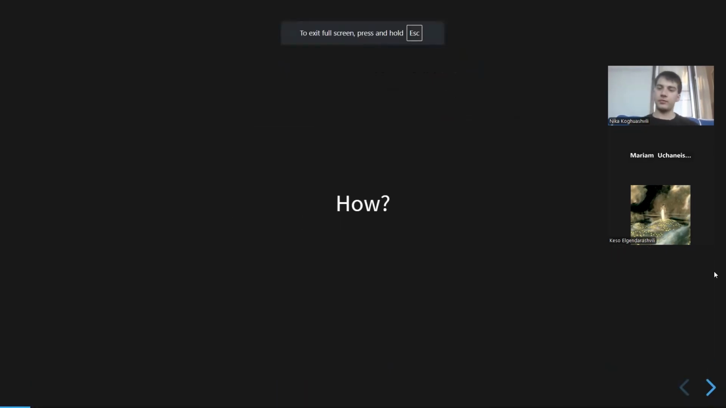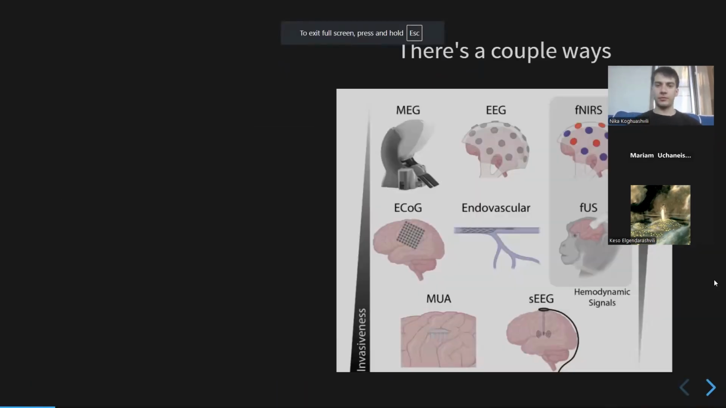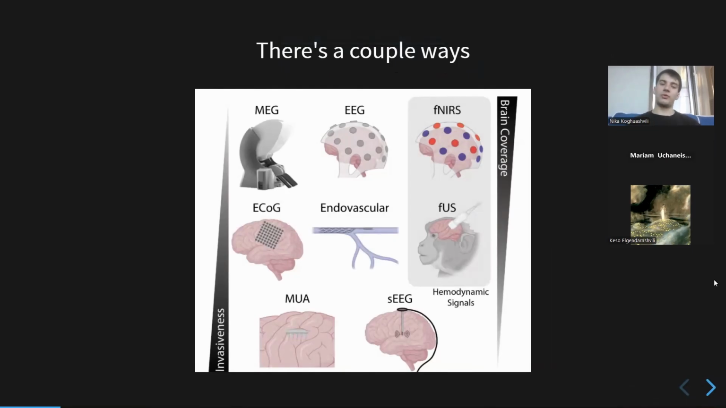So how can we find out? There are multiple ways. There's magnetic ways with magnetoencephalography. There's EEGs, which we'll get more deeply into in this lecture and in tomorrow's lecture. There's ECoG. There's a lot of different ways to basically read the brain and also to act on it. And the difference between them is that, first of all, some of them are easier and cheaper and some of them are harder. But more importantly, they have different levels of invasiveness and different levels of brain coverage.